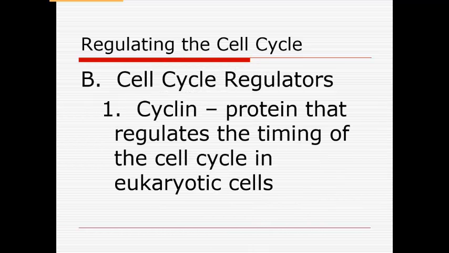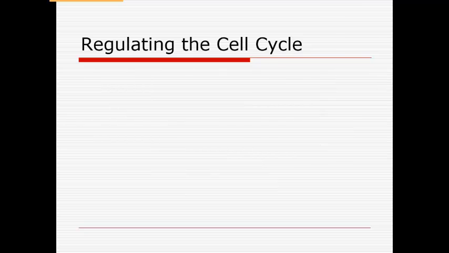We also have some cell cycle regulators. These are things that are internal. You have a protein called cyclin. Cyclin helps to regulate the timing for eukaryote cells, so it's not found in prokaryotes. Cyclin will specifically not allow the cell to move on to another phase until a certain step has been accomplished. That way it doesn't rush through any one of the phases.